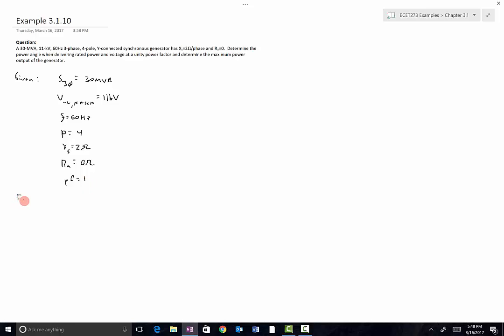We're asked to find the power angle. Sorry, it took me a second to see that. Delta is the symbol for power angle at rated conditions. And we're asked to determine the maximum output power that this generator could possibly deliver before it loses synchronism, P max.